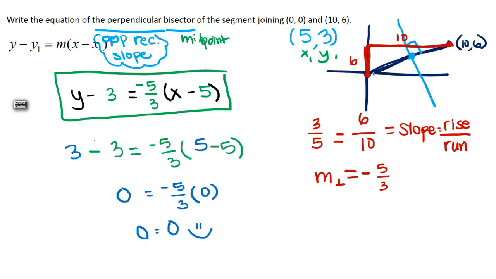And let's just check that slope one more time. Rise 6, run 10, so 6/10, which is 3/5. And perpendicular, again, means negative reciprocal. So negative, and then 5/3.